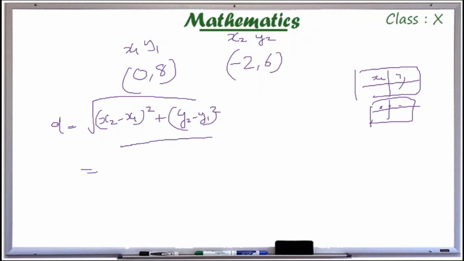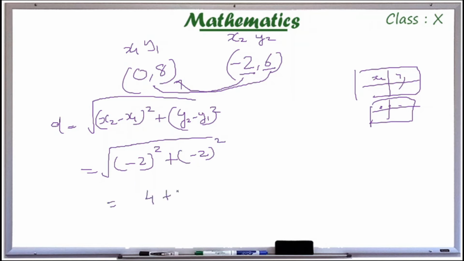So here x2 minus x1 is minus 2 minus 0, which is equal to minus 2. And y2 minus y1 means 6 minus 8, so it is also minus 2. Minus 2 square is equal to 4. So it is the same as the previous answer, 2 root 2 unit.